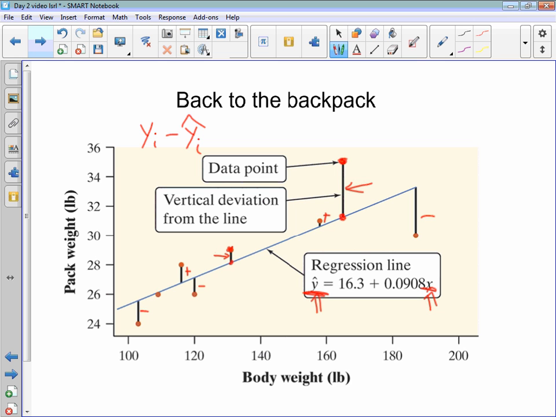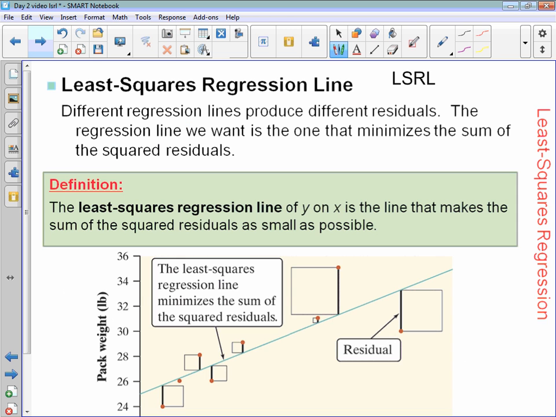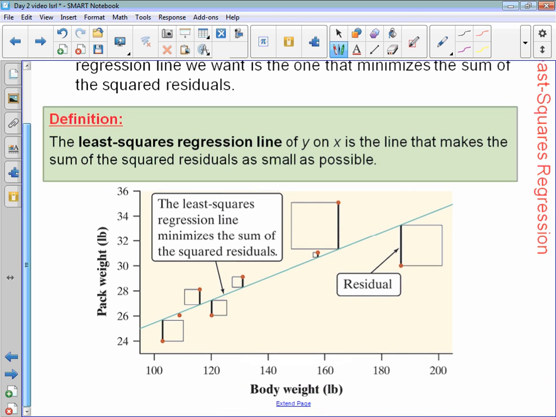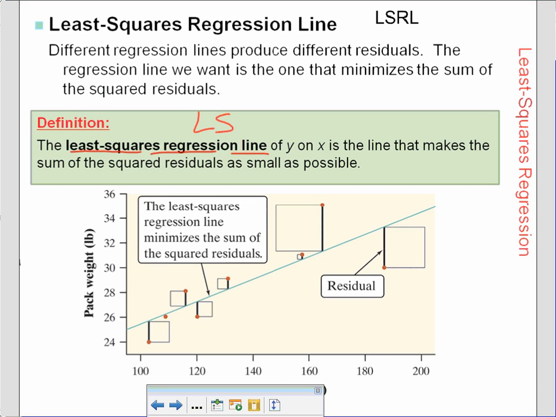So what we want to do is we want to minimize the residuals. And so mathematically how we do that is we find the line that reduces the squares of the residuals the least. And this is what's known as the least squared regression line, or LSRL. And LSRL is an acronym that you can use on the AP exam.